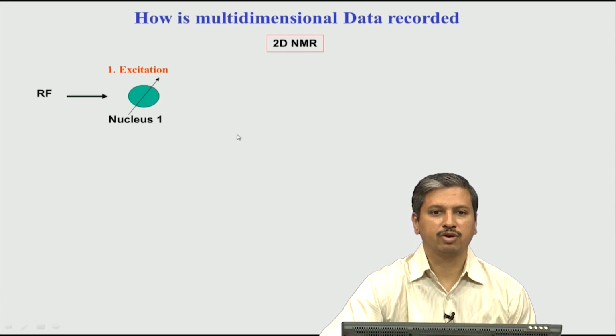The first thing we do is start with an RF pulse. This is similar to what we do in 1D NMR. We apply an RF pulse, that is called excitation. So, we excite a nucleus from the alpha state to the beta state by applying an RF pulse. That is the first thing which we do in any NMR experiment. So, the same thing starts here also in 2D, we start with that.